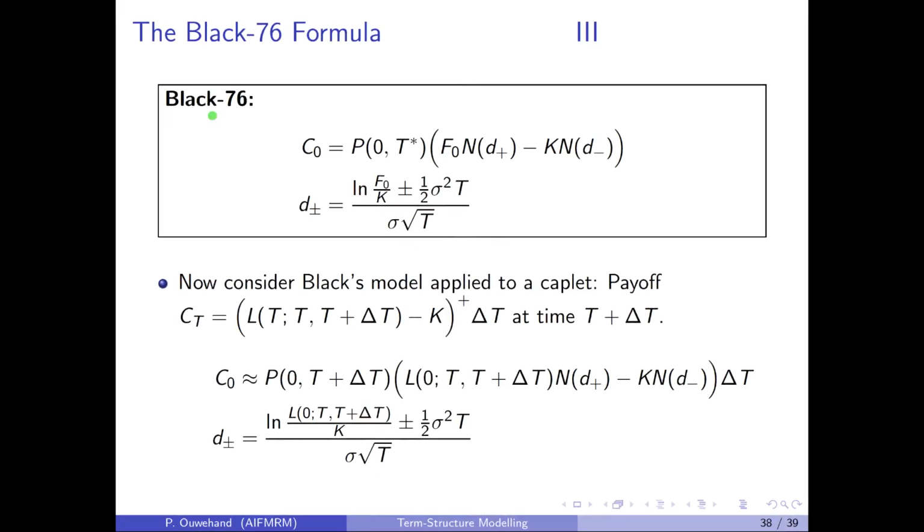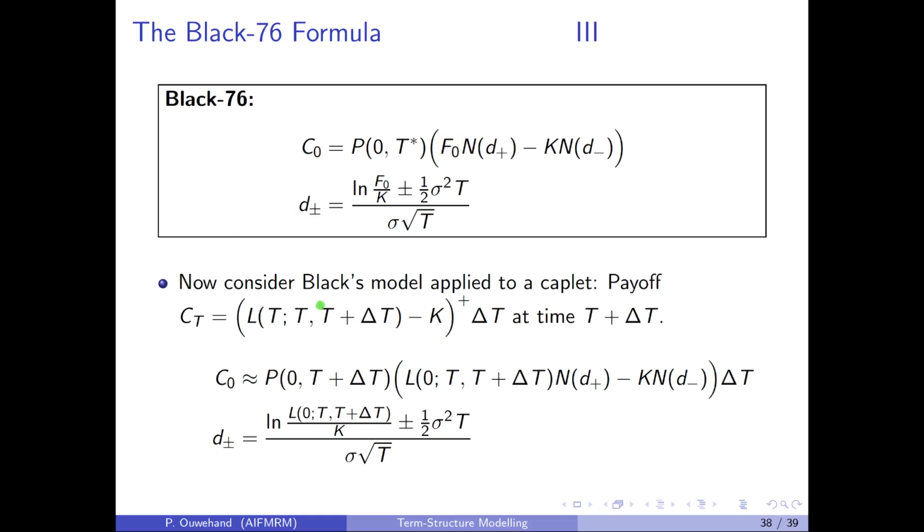The Black 76 formula for the call option is therefore given as follows. Here we discount outside the expectation, and we discount from time T star, which is the time at which the payment is made, and we use the forward price or rate instead of the risk-neutral expectation.